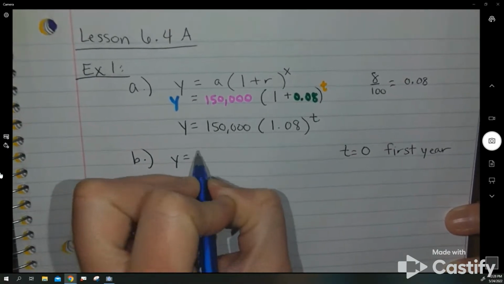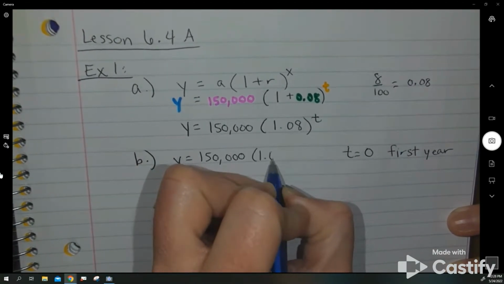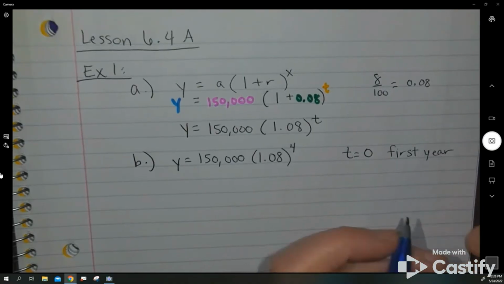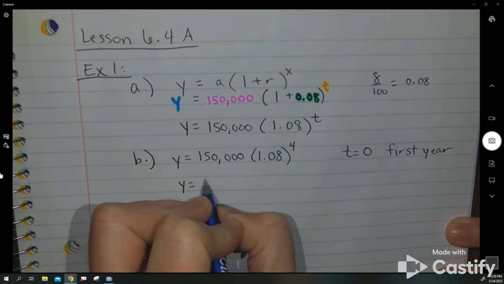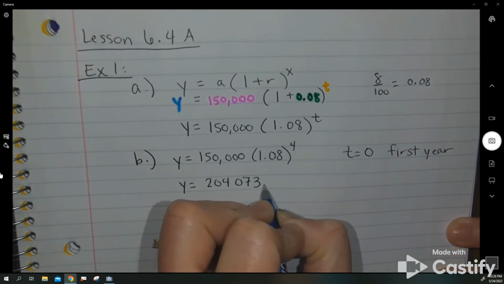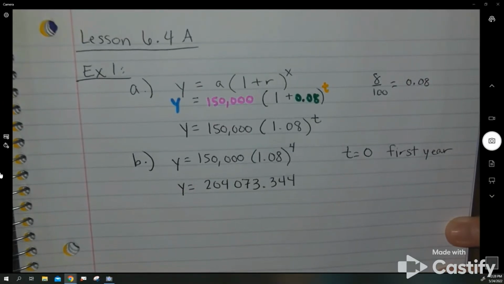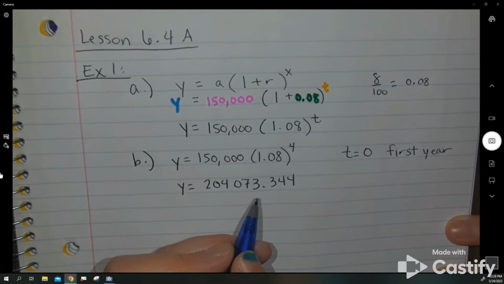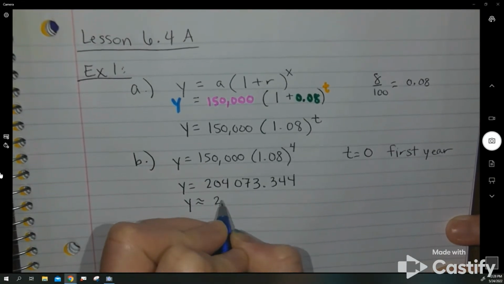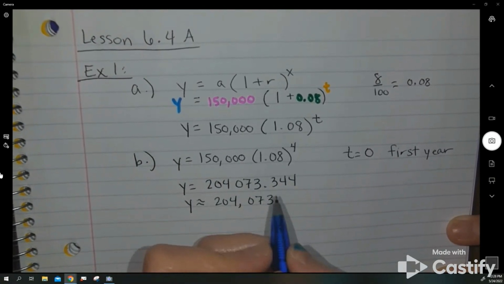So we have y equals 150,000 times 1.08 to the 4th power, because that initial year is year 0. If we do 1.08 to the 4th power and then multiply by 150,000, we're going to get 204,073.344. But we're talking about people, and we can't have 0.344 people, so we're going to round to the nearest whole person. So y is about 204,073 people in that 5th year.